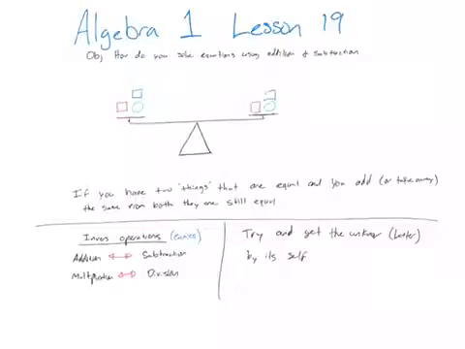So, whenever you're trying to solve equations, remember that the equal sign means equal. So if you have two things that are equal, and you add or take away the same from both of them, they're still equal. Like if me and someone had the same amount of money, and you took $5 from both of us, we'd still have the same amount of money.